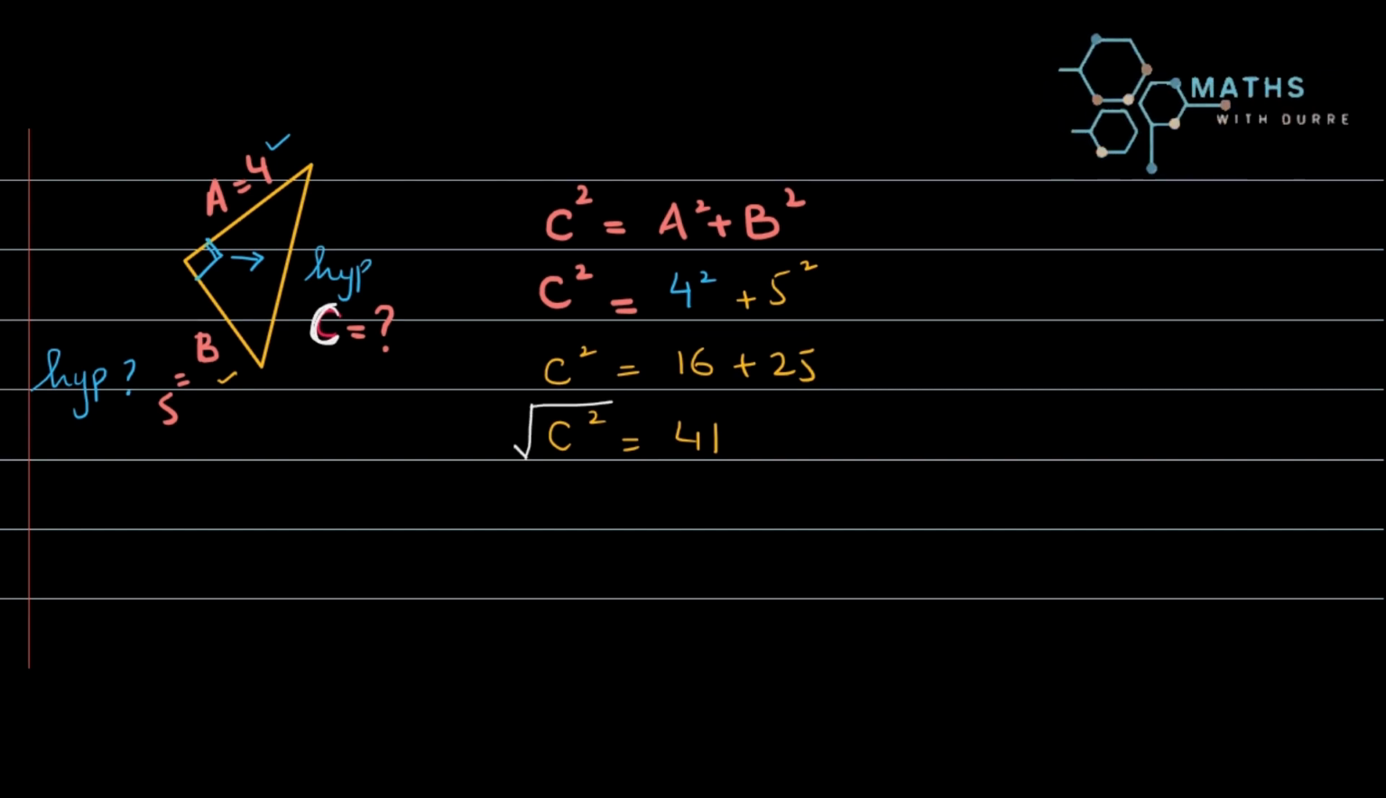What do you need to do? Yes, of course, you need to take the square root on both sides because you need to remove the square here. So after calculation, you will get the answer of C, and that is 6.4. This is how you can easily calculate C.